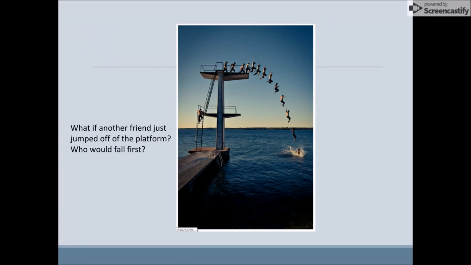Take a look at this picture. If two people of different weights jumped off this same platform, which one would fall first? They would both actually hit the ground at the exact same time. And we can see from this picture that this person jumping off the high dive does in fact follow a parabolic pathway like we would expect.